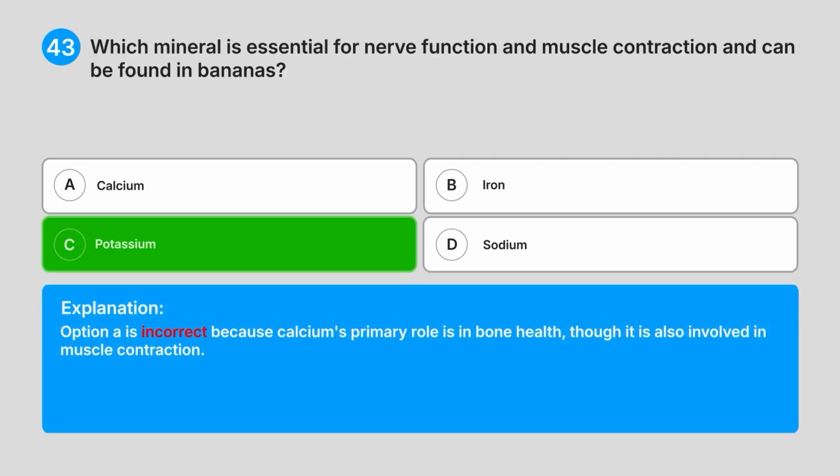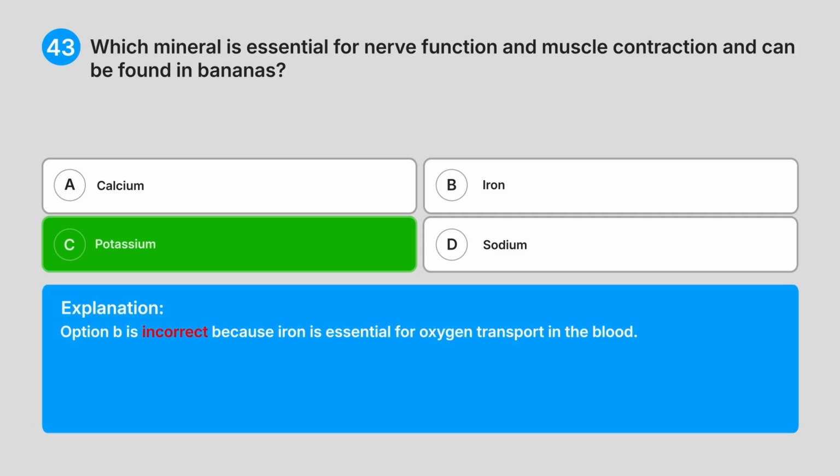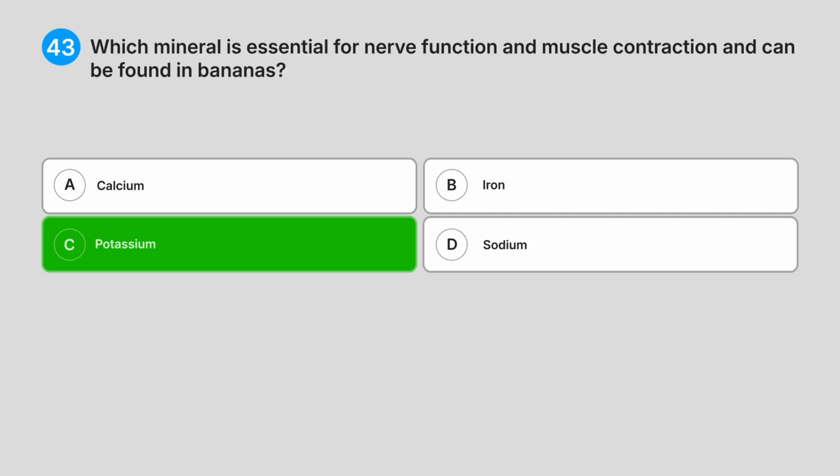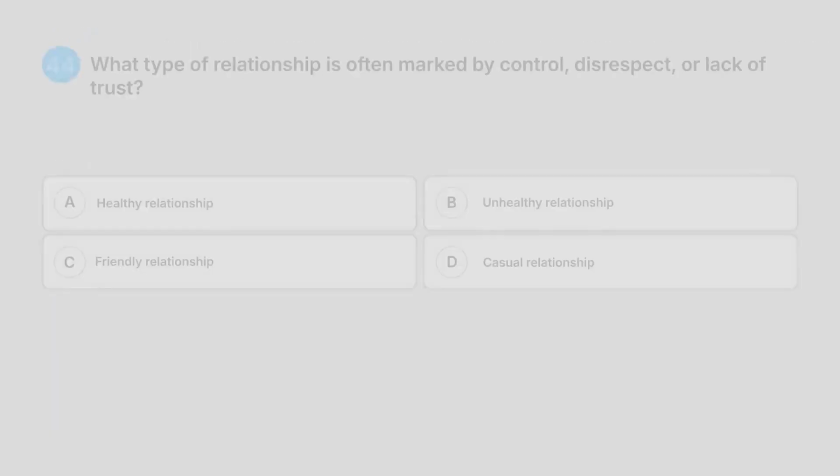Option A is incorrect because calcium's primary role is in bone health, though it is also involved in muscle contraction. Option B is incorrect because iron is essential for oxygen transport in the blood. Option D is incorrect because sodium is also crucial for nerve function and fluid balance, but potassium is the mineral famously associated with bananas.